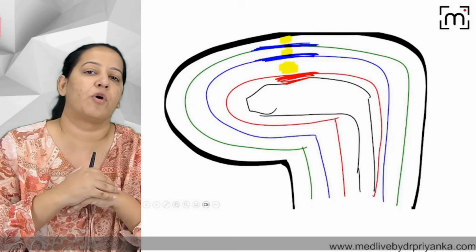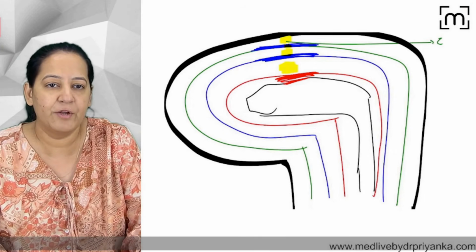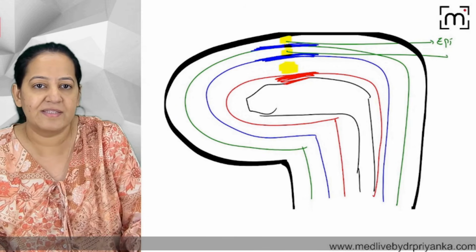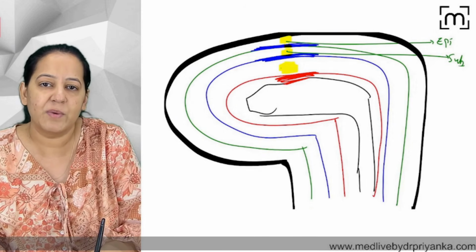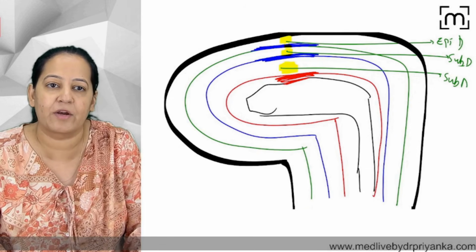It is adhered with the spinal cord. So these are the 3 spaces. Can you say the 3 spaces? This one is epidural space. This one is subdural space. And this one is the subarachnoid. Epidural, subdural, and subarachnoid.